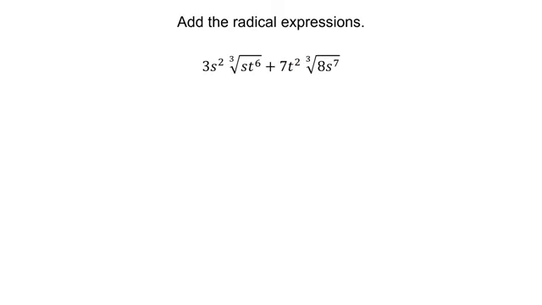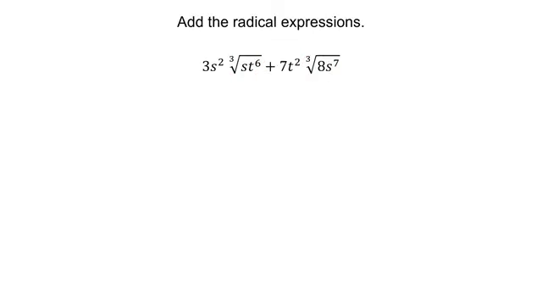Let's do one more example. Here we're asked to add the radical expressions. And we have the expression 3s squared times the cube root of st to the 6th plus 7t squared times the cube root of 8s to the 7th. These are not like radicals because the first one is a cube root of st to the 6th and the second one is the cube root of 8s to the 7th.